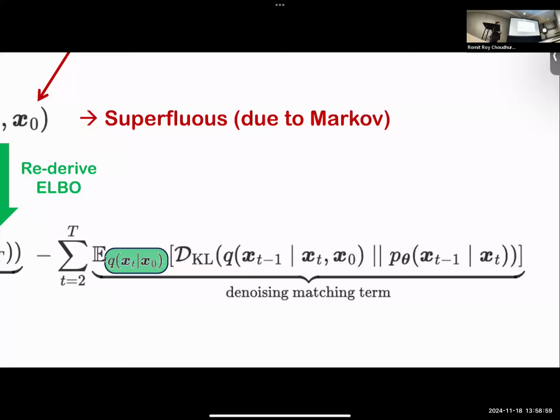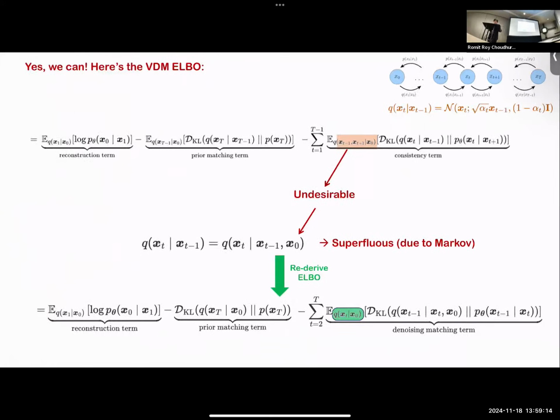Why do you need x0 here? It's Markov as well. Markov is for q, xt minus 1 given xt, it's that way. It's the backward, yeah, backward. So now, next slide, we have the picture and we can see it better.